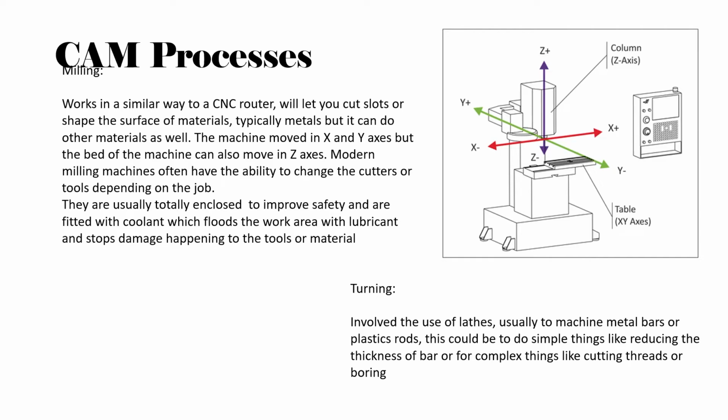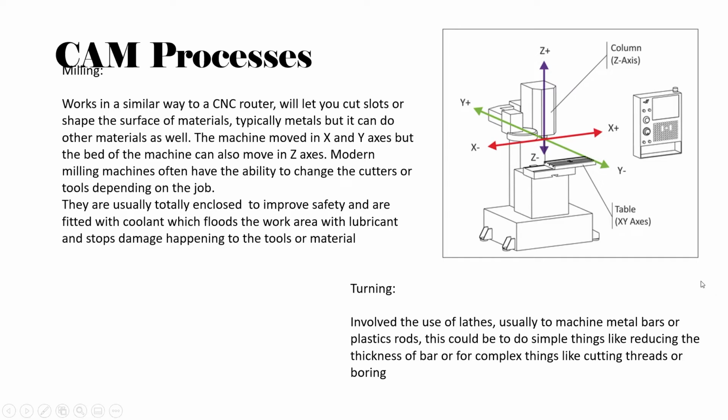You also need to have things like lubricant on there, because typically it'd be metal, it will get red hot, so you'll have to have coolant spraying on it to stop the metal from deforming. And nowadays they are also going to be enclosed, basically to stop any health and safety risks that might happen. You've then got CNC turning.